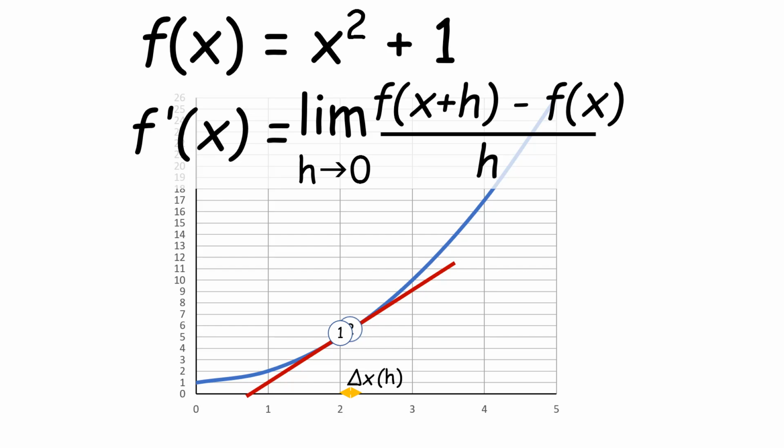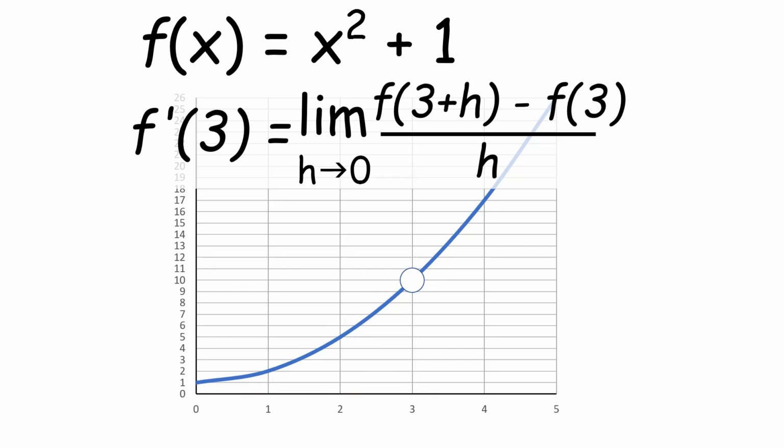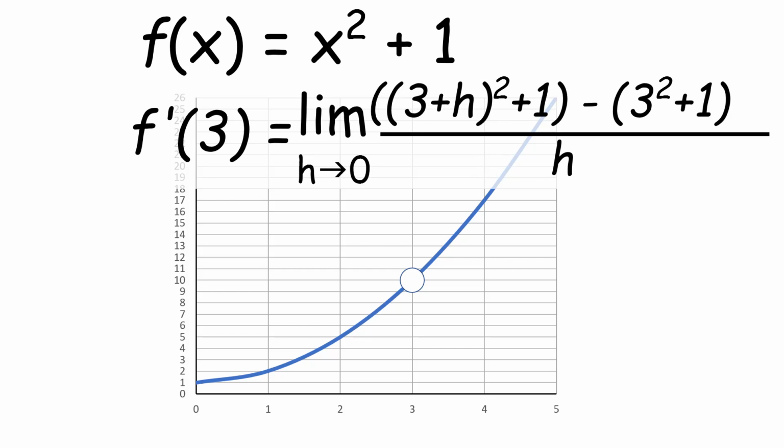Let's put it to the test. Suppose we want to find the slope or derivative at the point where x is 3. We can substitute 3 into our derivative function. Now we know that the function f encapsulates x squared plus 1, so we can incorporate that into the equation for our x value of 3.